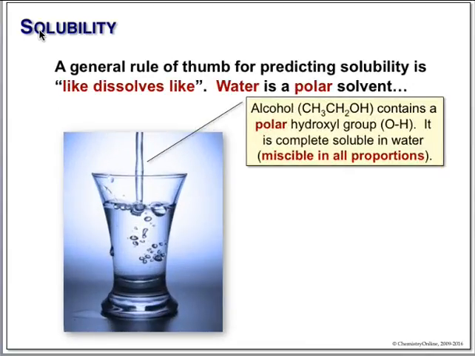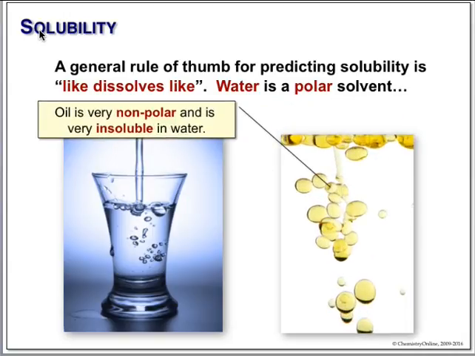When we talk about solubility, there's a very simple rule of thumb, and that is like dissolves like. Polar compounds will dissolve polar compounds. Nonpolar will dissolve nonpolar. Examples. This is alcohol being poured into water. Alcohol has an OH group just like water does, so it is polar. Soluble in all proportions, we call this miscible.